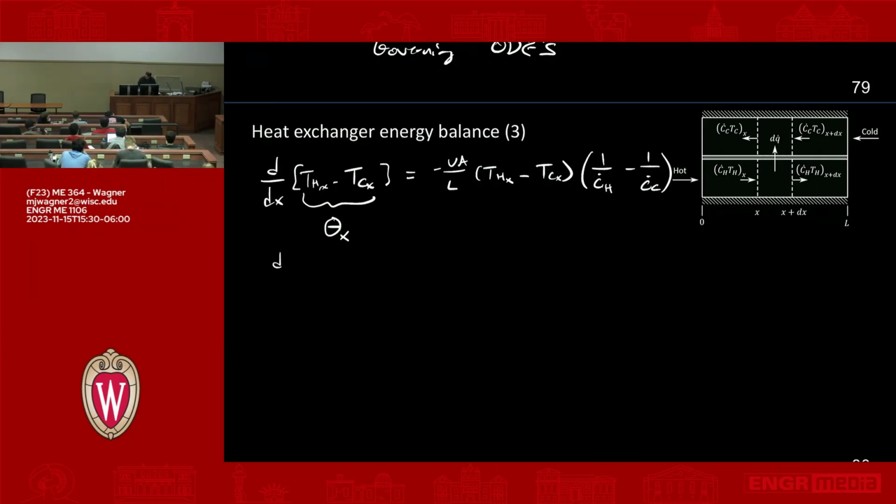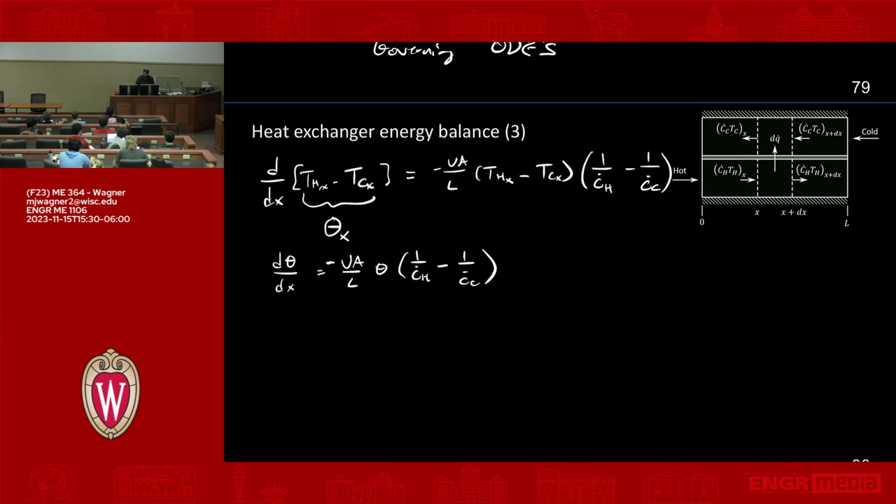Then we rewrite this. This is now d theta dx equals UA over L times theta. And I'm going to bring that, how did that go? Th is Tc. I think I'm missing a minus sign here. And then we have 1 over C dot h minus 1 over C dot c. So actually now I have an ODE in a single variable, which is great because I can solve it.